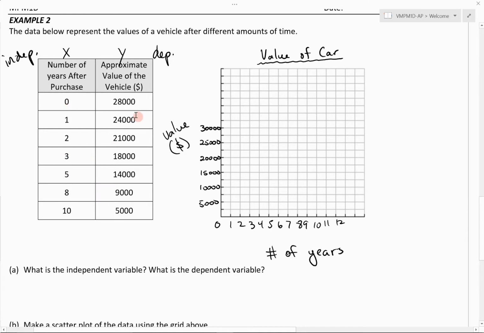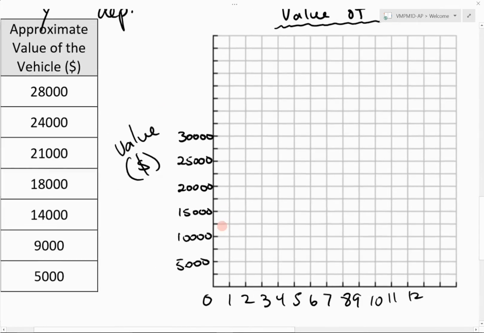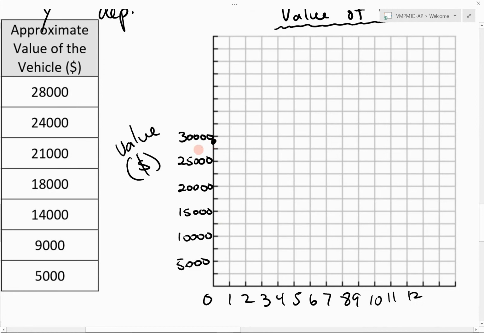So at 0, the car is worth 28,000, so just under 30,000 over here. After 1 year, it's down to 24,000. After 2 years, it's down to 18,000. After 3 years, it's down to 21,000. All right, sorry, 2 years. After 3 years, it's down to 18,000. If that was right, it didn't put the right place. 4 years, it's down to 14,000. And then 9,000. And then 5,000.